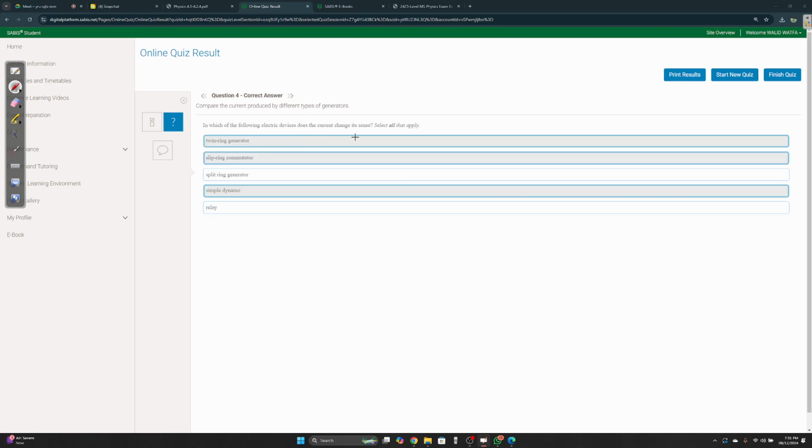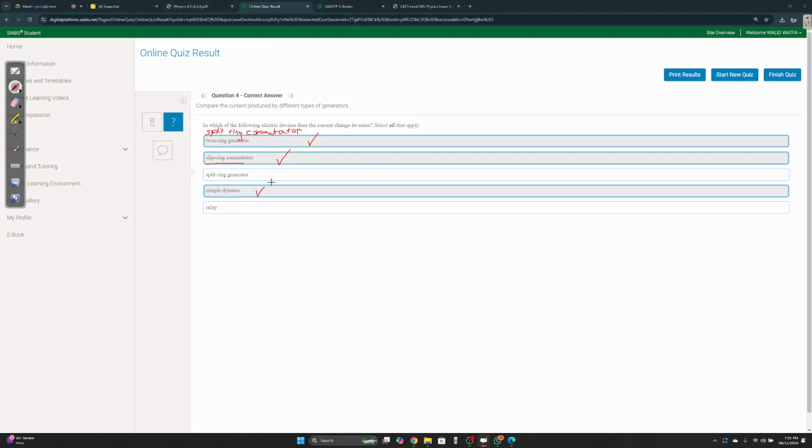In which of the following electric devices does the current change its sense? Okay, a twin ring generator is the same as what we call a split ring commutator, and the split ring commutator changes the sense of the current. Slip ring commutator obviously changes the sense of the current. Remember, it's the AC generator.